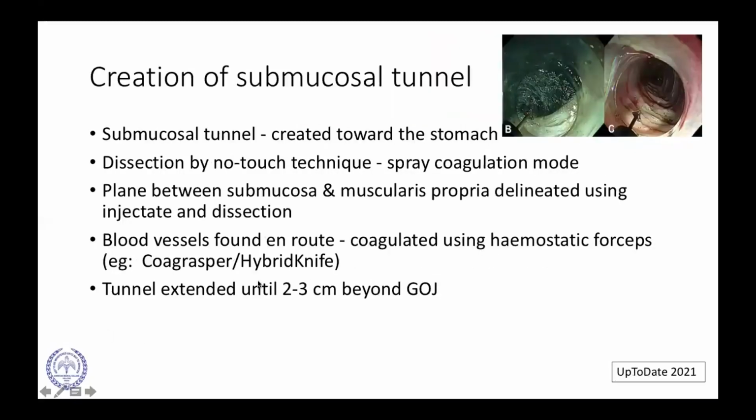The second step is the creation of a submucosal tunnel toward the stomach. The dissection is by a no-touch technique using spray coagulation. The plane between the submucosa and the muscularis is delineated. Blood vessels that are found en route are coagulated using hemostatic forceps. The tunnel is extended about 2 to 3 centimeters beyond the GOJ.